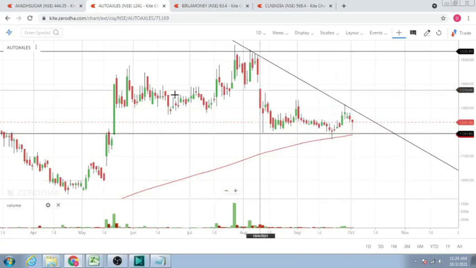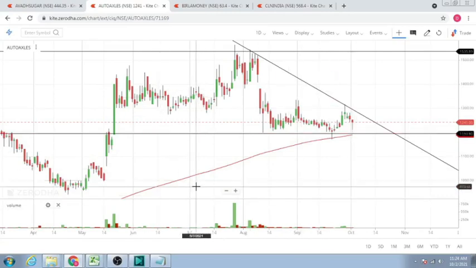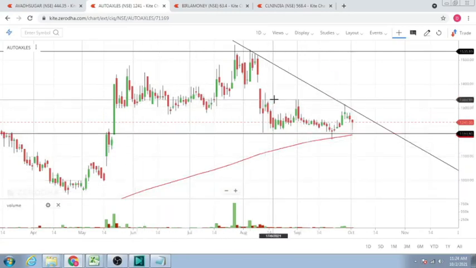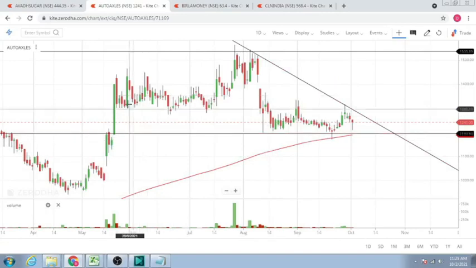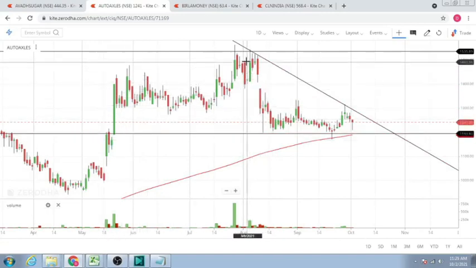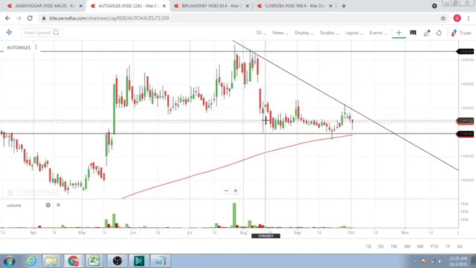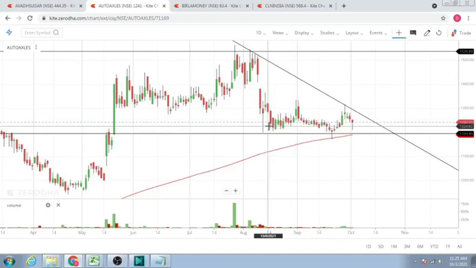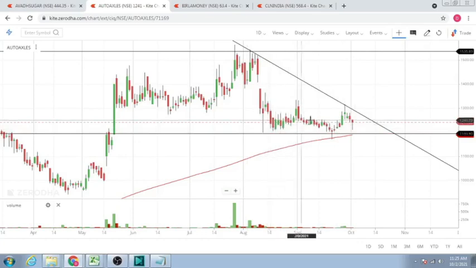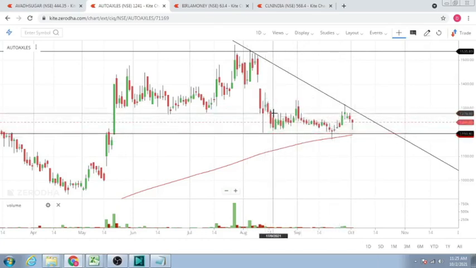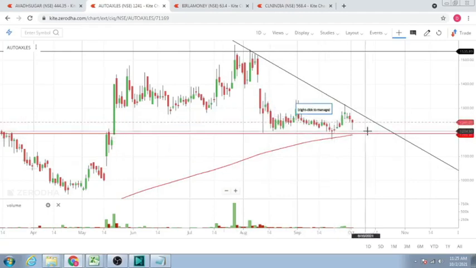Now let me just explain the chart here. This is the 200-day moving average and this is a daily chart pattern. There is a flag pattern here followed by a breakout, and then in the month of August it came down. In August and September there is a kind of flat consolidation pattern, and finally it took support on the 200-day simple moving average, which is this red line.